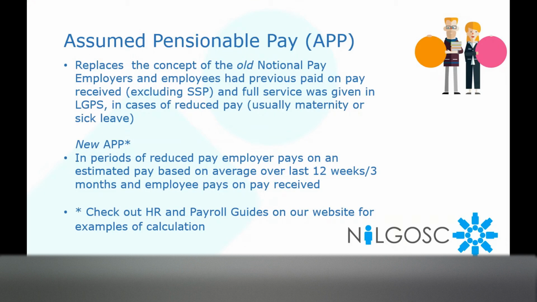From April 15, we moved any moves to reduced pay for any of the reasons that I've listed above. The employer has to calculate APP. Basically, this is an average of a member's pay for the last 3 months or 12 weeks prior to the reduction of pay. Employers pay contributions on this amount until the member returns. Members only pay contributions on the pay they receive.